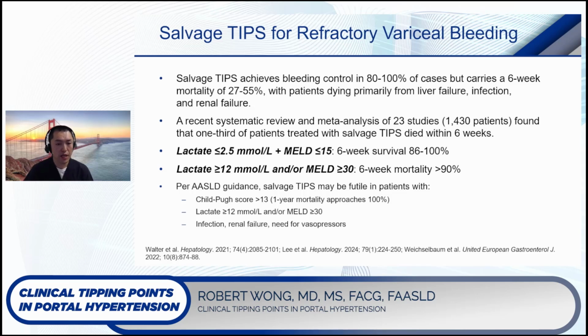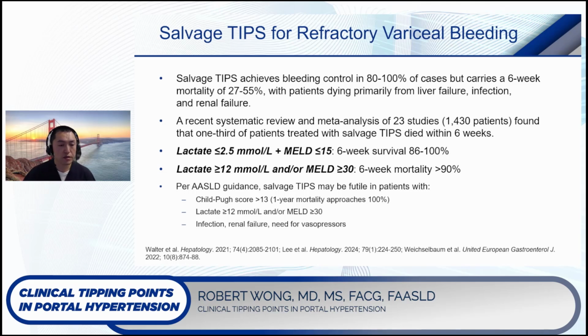And depending on the lactate and MELD score, if you had high thresholds, 6-week mortality was 90%. But if you selected patients that had a low lactate and a low MELD, it sort of flipped the other way around. Only 15% of these people actually died. So patient selection here is key.